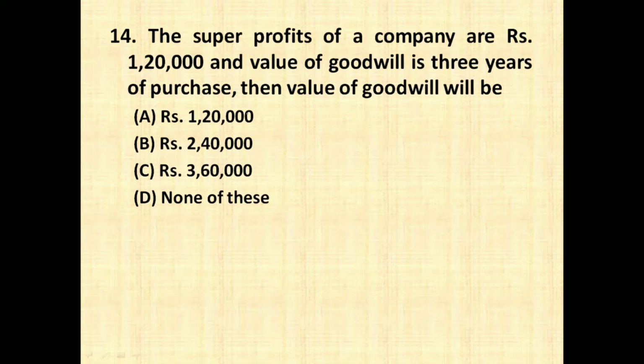The super profits of a company are rupees 1,20,000. Value of goodwill is 3 years of purchase. Then the value of goodwill will be: the value of goodwill is computed with the formula super profits into number of years of goodwill. So super profit in this case is 1,20,000 and value of goodwill is 3. So 1,20,000 into 3, that is 3,60,000 is the value of goodwill for this question.